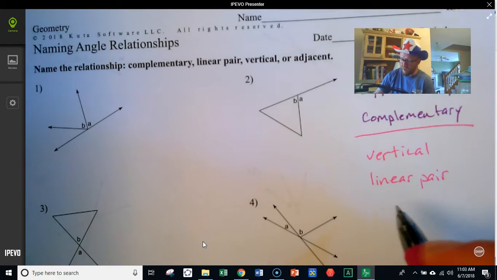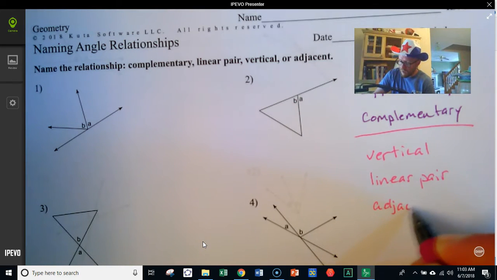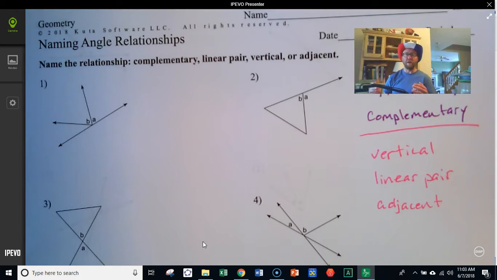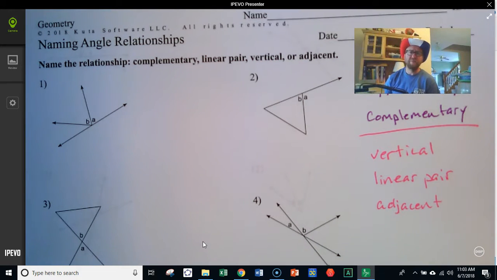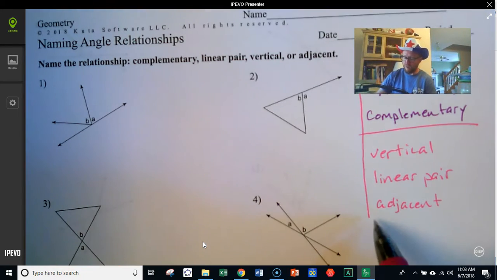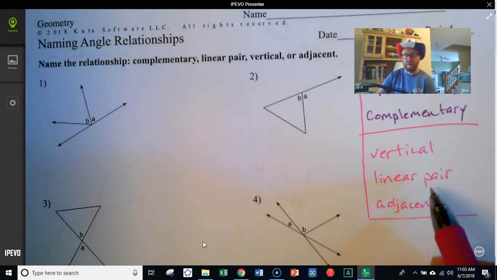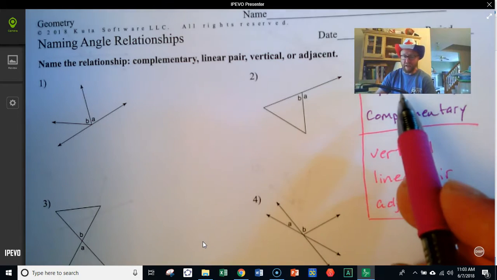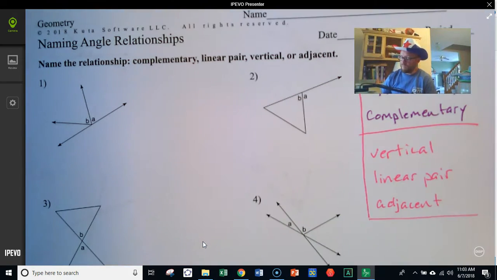And then we have adjacent. Adjacent just means that the two angles are next door neighbors, right? They're just connected to each other. All right. And it's possible for a pair of angles to be many of these things all at once. Okay. So for example, a linear pair is also adjacent, and they happen to be supplementary. Let's take a look.